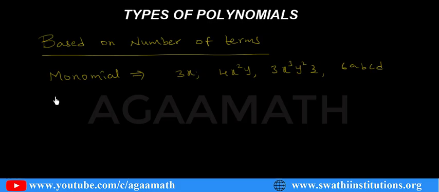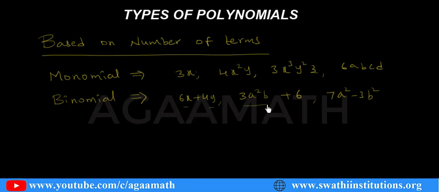Now the next is binomial. Here bi means two. So when a polynomial has two terms, like 6x plus 4y, 3a square b plus 6, or 7a square minus 3b square. If you observe, all of these have two terms. When we have two terms like this, such polynomials are said to be binomial.